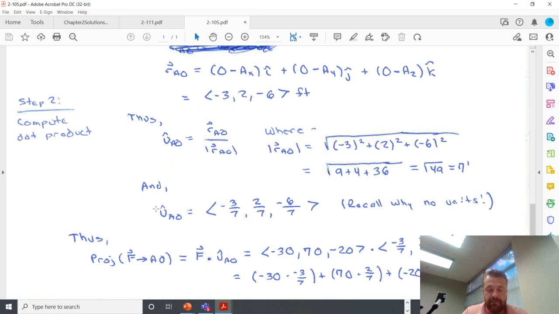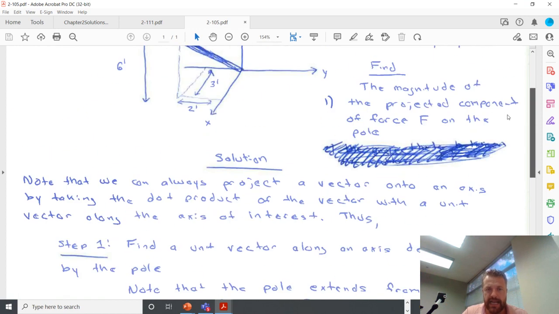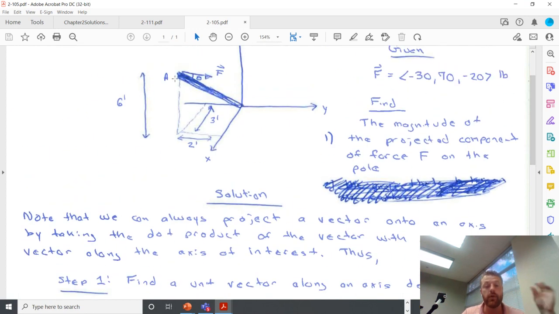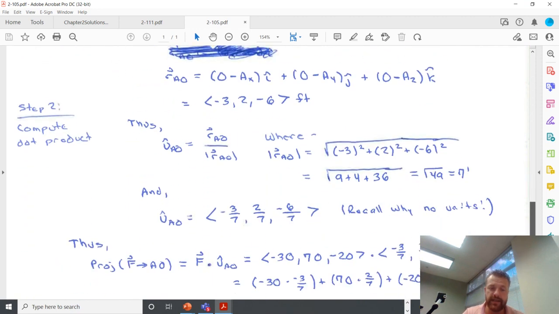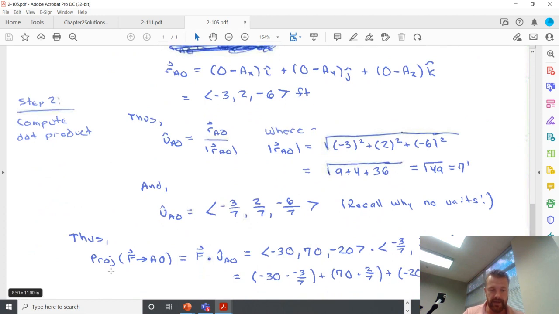So once I have a unit vector along a particular axis, in this case an axis going from point A to the origin, how do I find the projection of a vector onto that axis? Well, all I have to do is take a dot product. This notation just says that to project F onto the axis AO, take the vector F and take a dot product with a unit vector from point A to point O. Here's the unit vector that I computed above. Here's the force that I was actually given. And if you do everything correctly mathematically there, you should find that your final answer is 50 pounds.